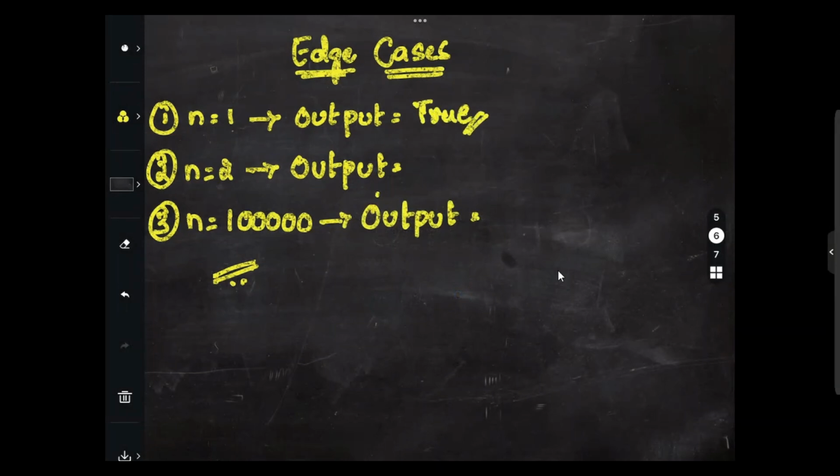We already have 1 here, so it's a happy number in this case. So here let's consider n equals 2. Output will be false. We already saw this one in example 2 in the question itself, right? So this falls into a cycle.